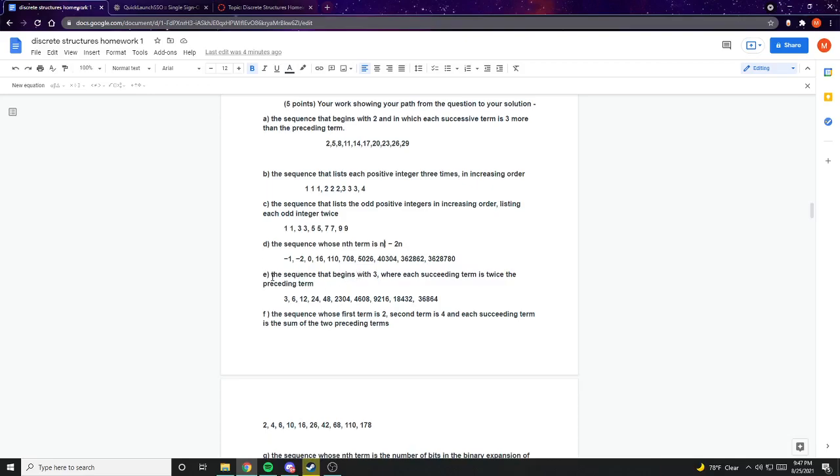Then E, the sequence that begins with 3, where each succeeding term is twice the preceding term. So it's just multiplying by 2 every time, so we're just going up by double. 3 times 2 is 6, 6 times 2 is 12, 12 times 2 is 24, 24 times 2 is 48, 48 times 2, wait a minute.